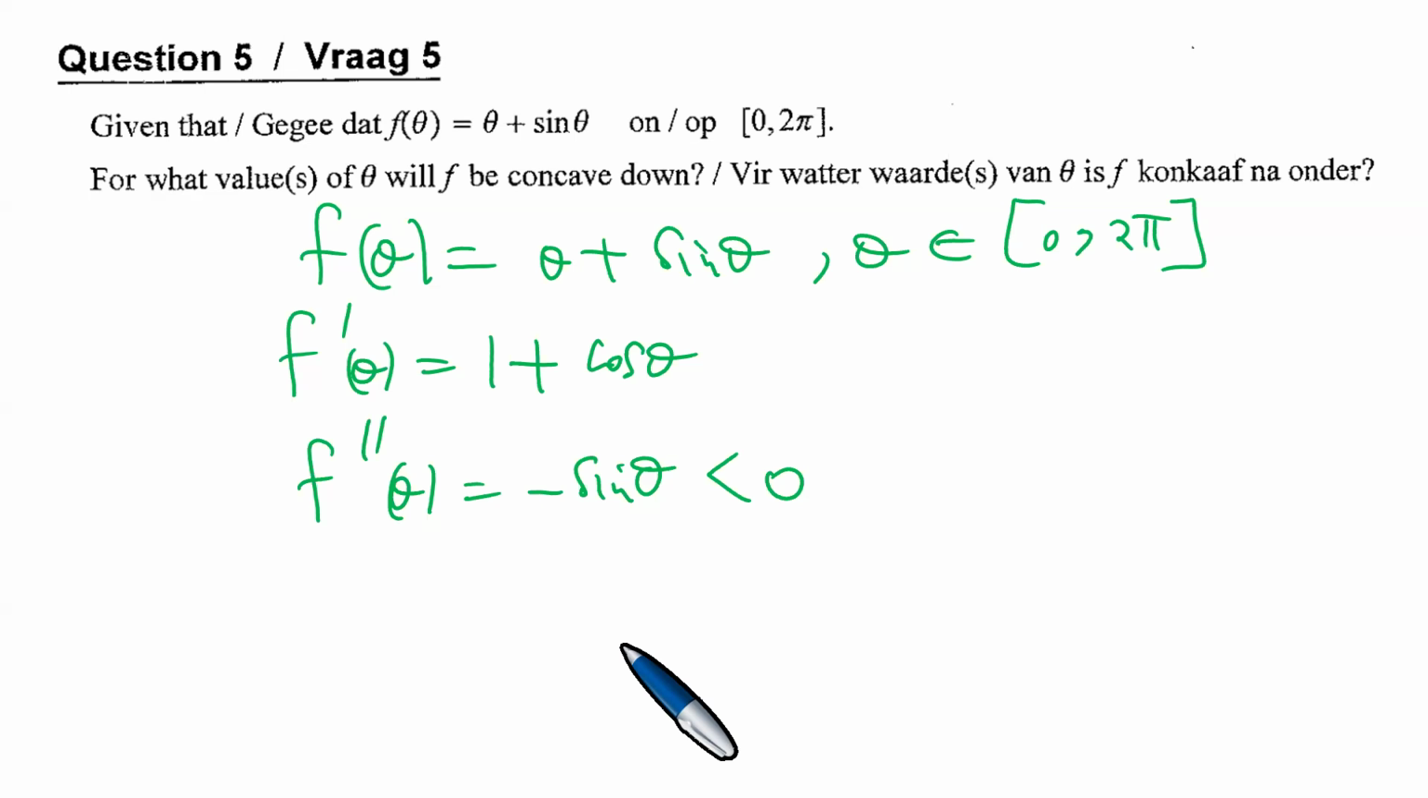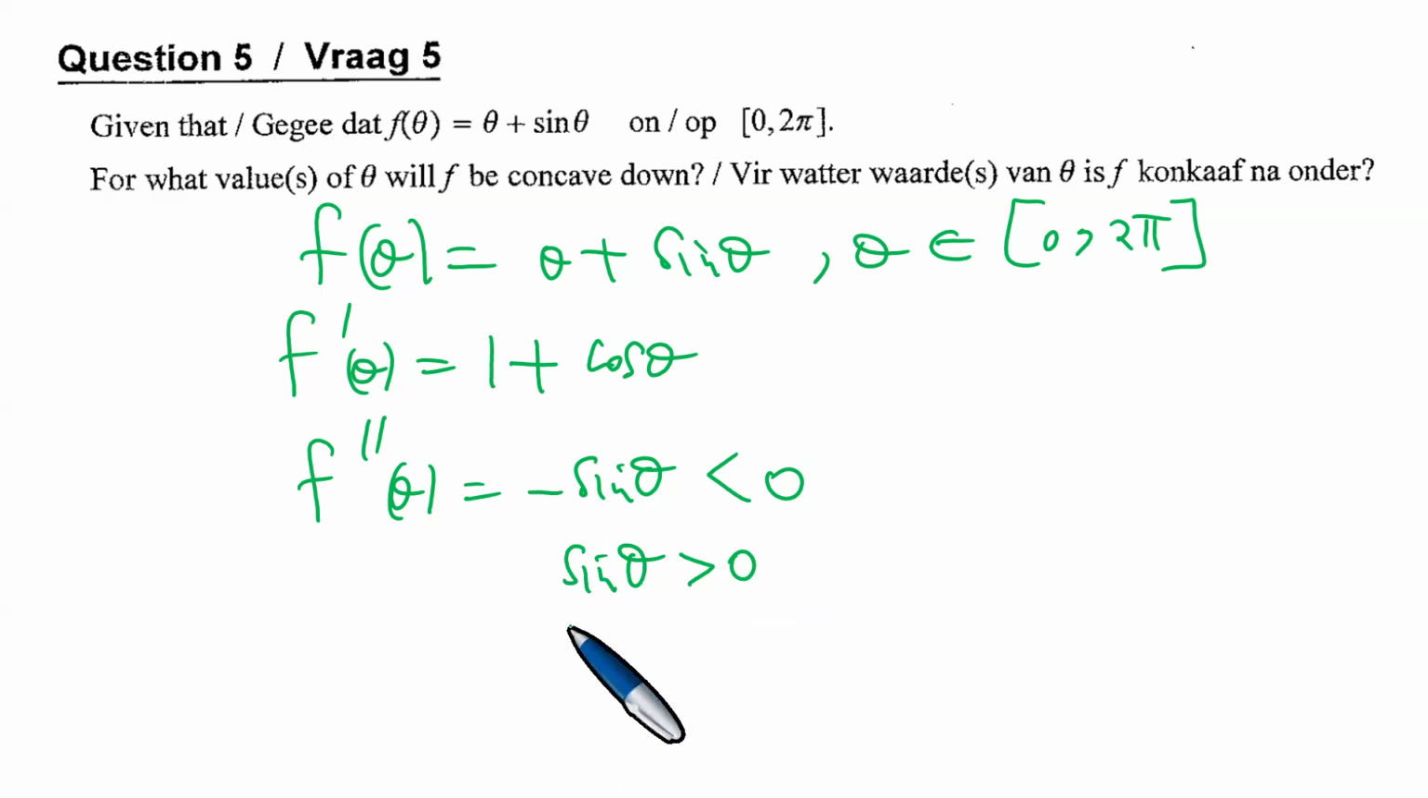Right. So whenever the second derivative is less than 0, that would mean that sine theta is bigger than what? It's bigger than 0. Positive to negative, so you multiply both sides by negative, and then the inequality changes direction.